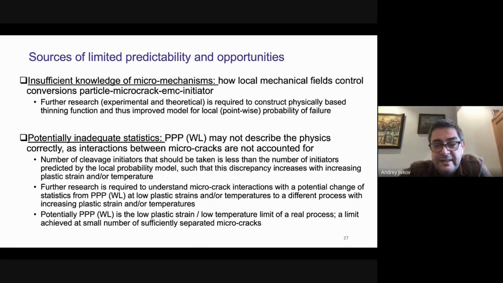That in the limit of very low temperatures and very low plastic strains is actually becoming Poisson point process, because the weakest link is really working well for temperatures that are below certain temperature that we call ductile to brittle transition temperature. But it seems that it fails above that temperature. And the two reasons are this, in my opinion. So you can see things that you may work in the future on.